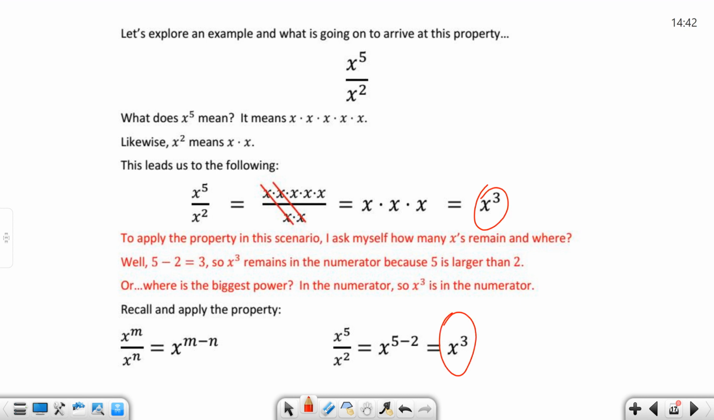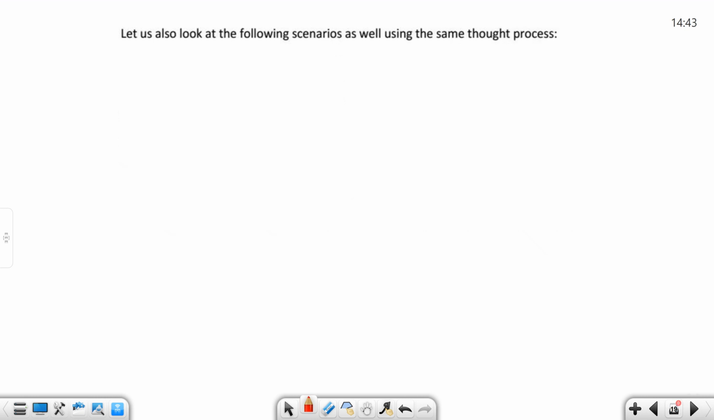I didn't prove anything. I just gave you an example of it working. Up here, I thought about it with all this x times x business. And then at the bottom there, I used the property. So now we arrive at the same result, this x to the third. All right. Let us also look at the following scenarios as well using the same thought process. I told you I like ways that always work. I'm going to think about this the same way.